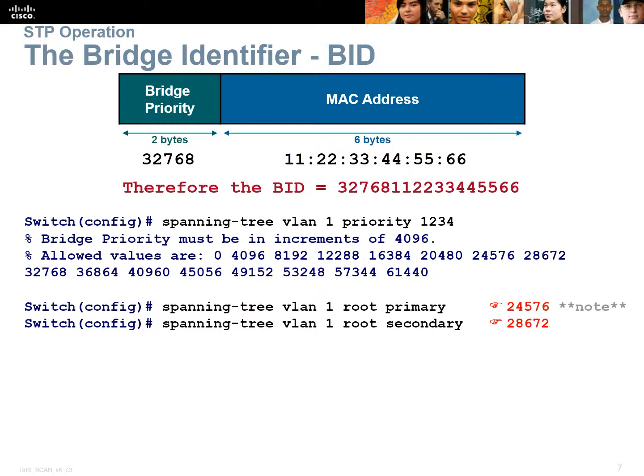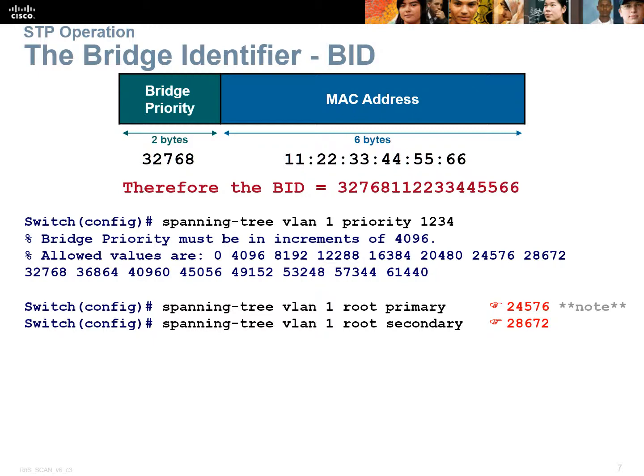It automatically sets the priority for that VLAN to be 24,576. If you go to another switch and say spanning tree VLAN 1 root primary, then that switch will know, oh hang on a minute, there's already a boss at 24,576. So I'm going to have to make mine less than that, 20,480. And then you go back to the first switch and you notice it's not the root primary anymore. So you do spanning tree VLAN 1 root primary, and it will detect that there's a current root at 20,480, so it will make your switch 16,384.